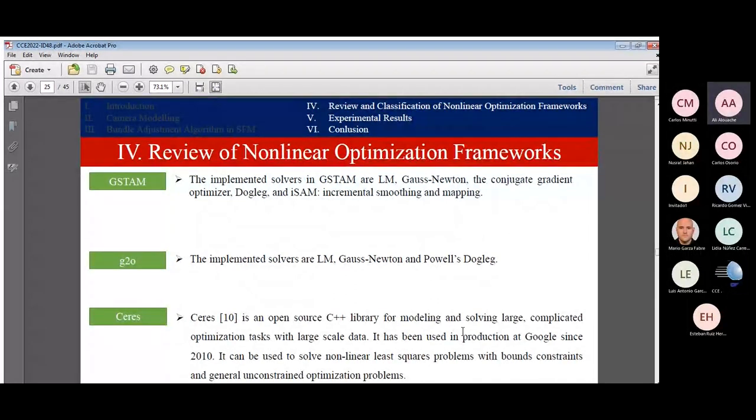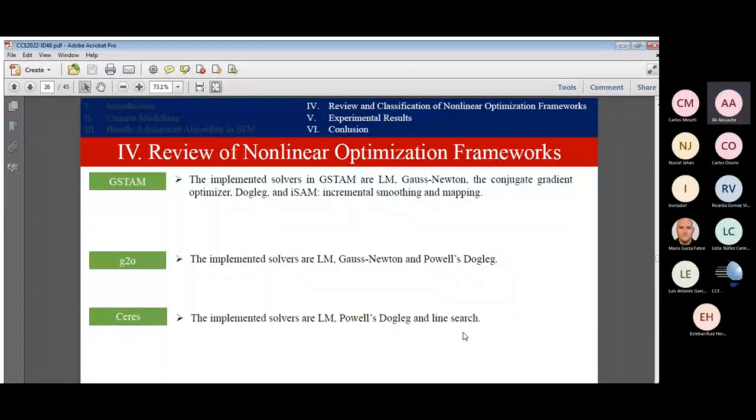Ceres is an open source C++ library for modeling and solving large complicated optimization tasks with large scale data. It has been used in production at Google since 2010. It can be used to solve nonlinear least squares problems with bounds constraints and general unconstrained optimization problems. The implemented solvers in Ceres are Levenberg-Marquardt, Powell's dogleg, and line search.